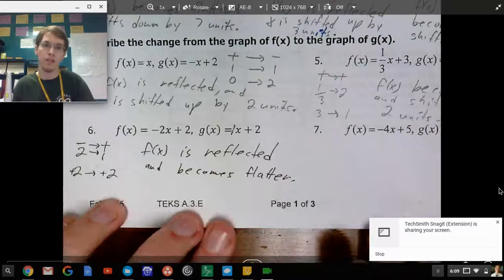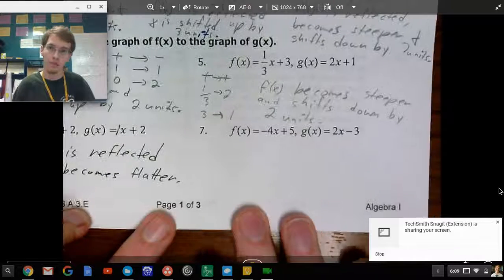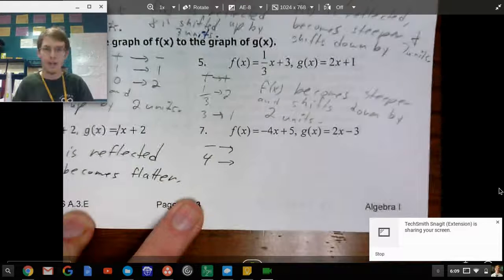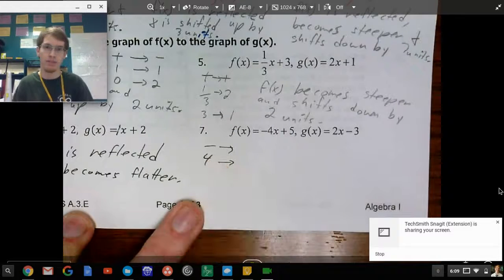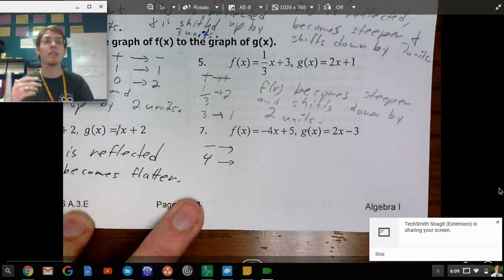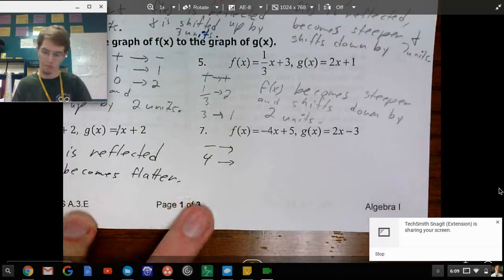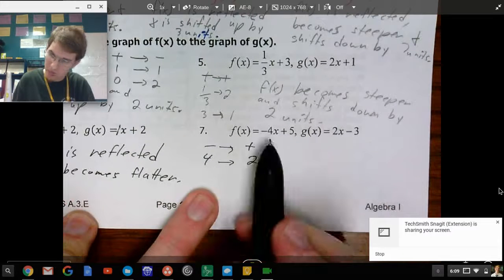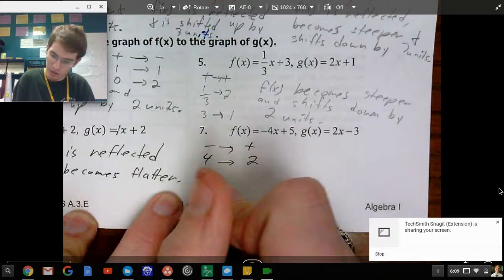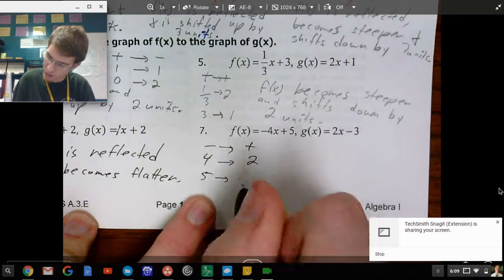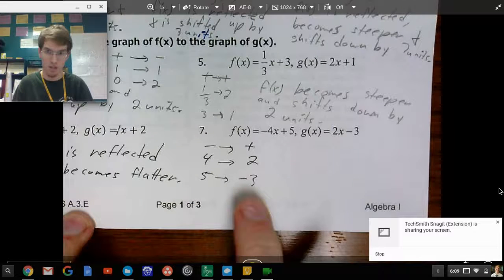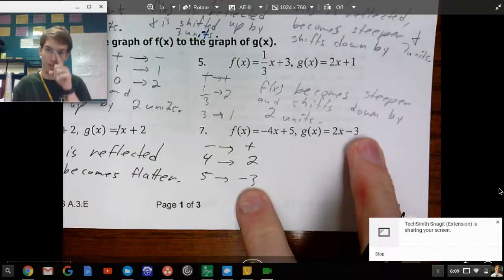All right, number 7. Again, I'm going to start with my chart. So from -4. Notice, by the way, I'm taking care of the negative sign right there. I only have to worry about the sign telling you if it's reflected or not. The sign doesn't really have anything to do with whether it's steeper or flatter. So from -4 to positive 2, just the slopes there. And the y-intercept starts at 5 and it goes to -3. I do have to worry about the negative sign there. Notice that because the y-intercept is actually -3, that minus goes with it.